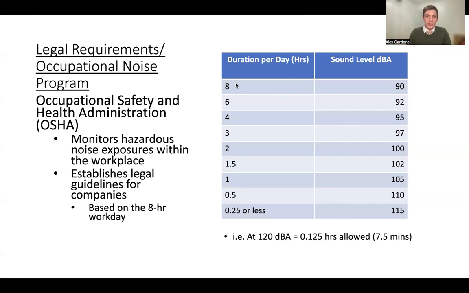1 hour, 105 decibels. Half an hour, 110 decibels. Less than a quarter of an hour, so 15 minutes, 115 decibels. So some of this may not make sense, but I have an example.